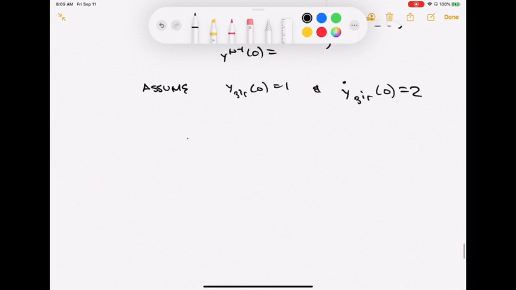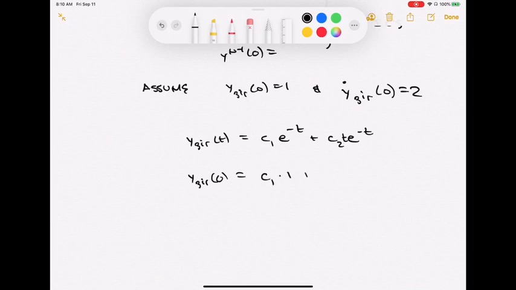A reminder, my y zir's form was c1 e to the minus t plus c2 t e to the minus t. That's the general form in there. What I do is I just plug in the values for my initial conditions. So I know y zir at 0 is equal to c1 e to the 0, that's just 1, plus c2 times 0 times 1, which is equal to c1, which in this case is equal to 1. That's what I had assumed y zir at 0 was equal to.